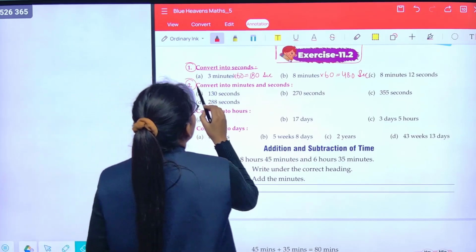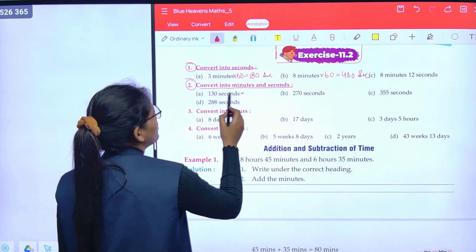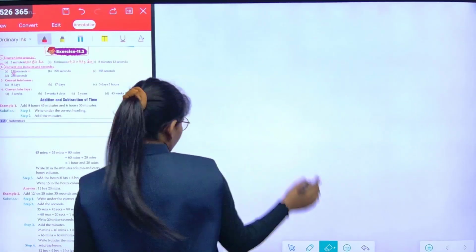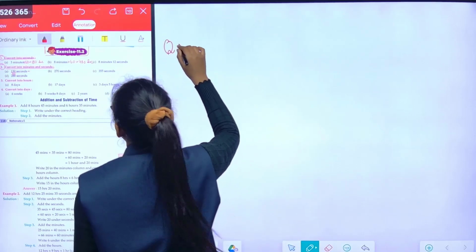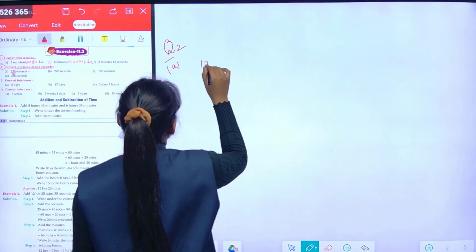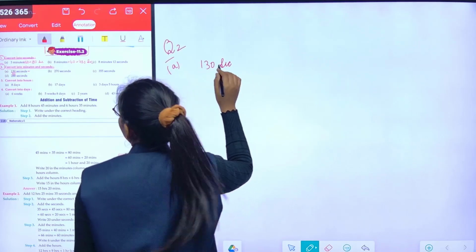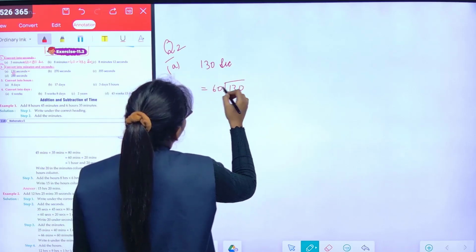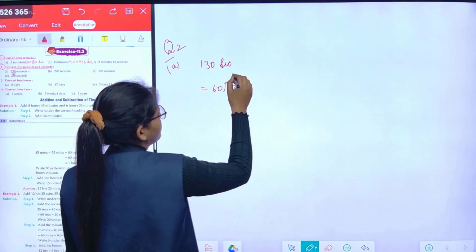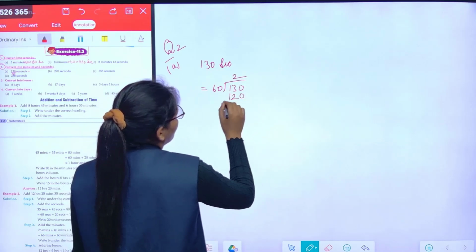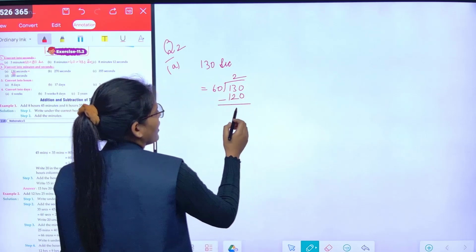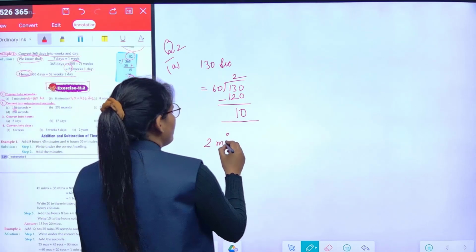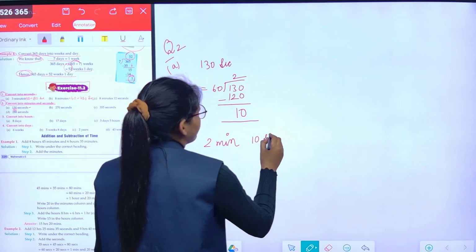Now question number 2, convert into minutes and seconds. So we have to divide by 60. Question number 2, A part is 130 seconds. Convert into minutes and seconds. So class, 130 divided by 60. 60 2s are 120. So remainder is 10. So 2 minutes 10 seconds.